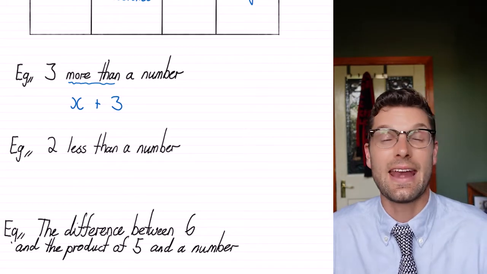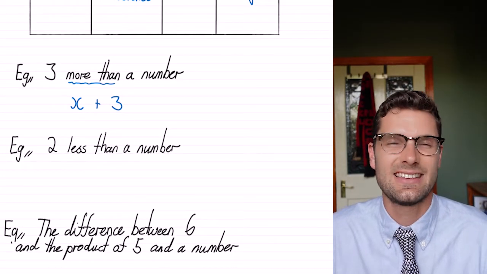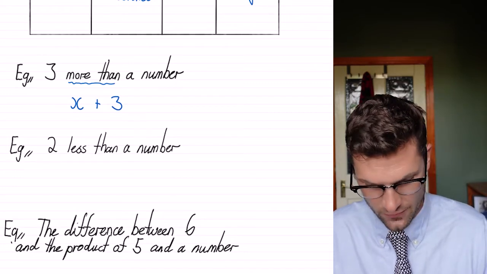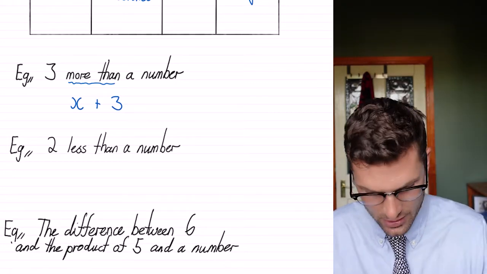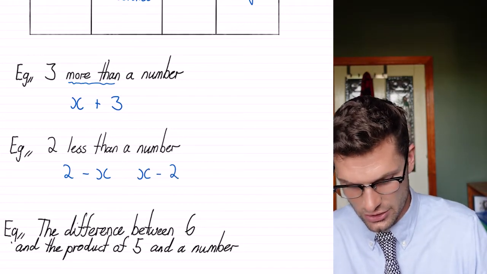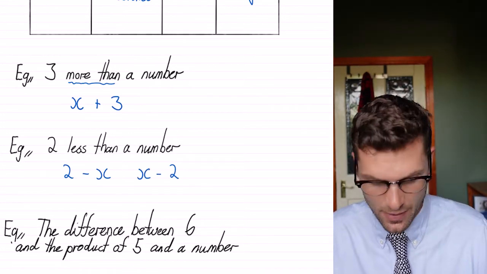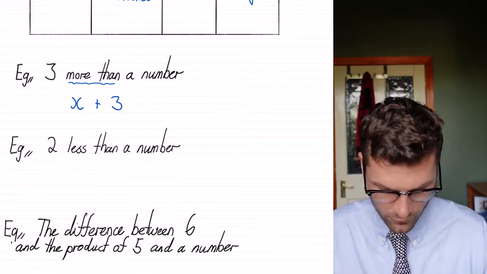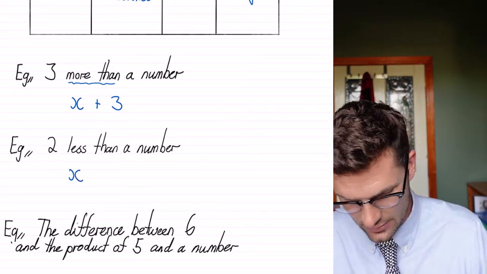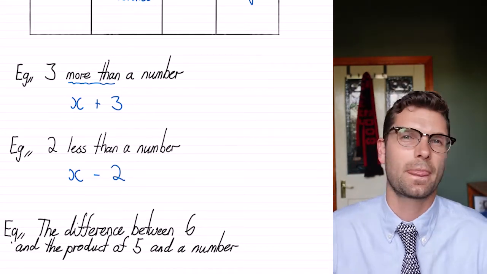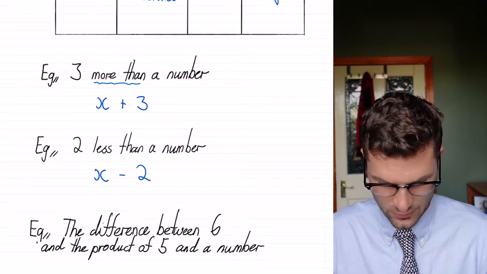The reason that putting that x down first is important is for when the order of operations matters a little bit more. So for this one, when we've got "2 less than a number", 2 minus x is different to x minus 2, and we have to know which one we mean. So with our rule of putting the pronumeral first, we'll have x, "less than" means minus, and then 2. And that's all we've got to do for this one.